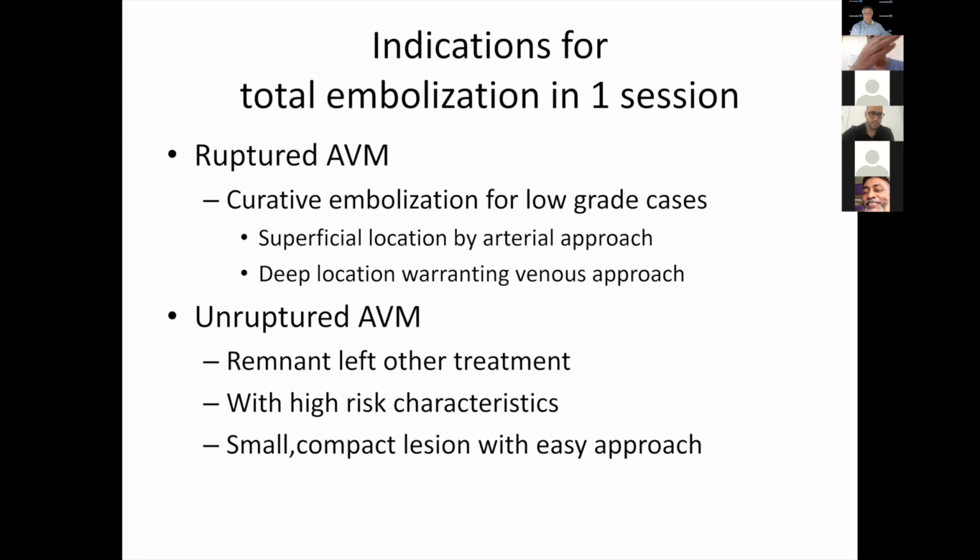So I chose some indications for total embolization in one session. Total embolization in one session is not feasible for all bAVMs. It's just for selected groups. So for me, I think it's ruptured AVM. You can choose some superficial location by arterial approach. For deep located ones, venous approach could be considered.